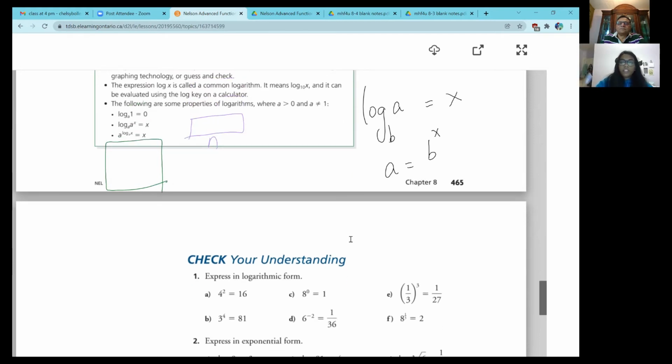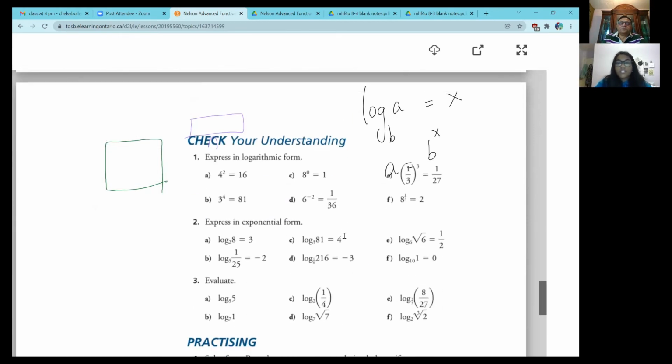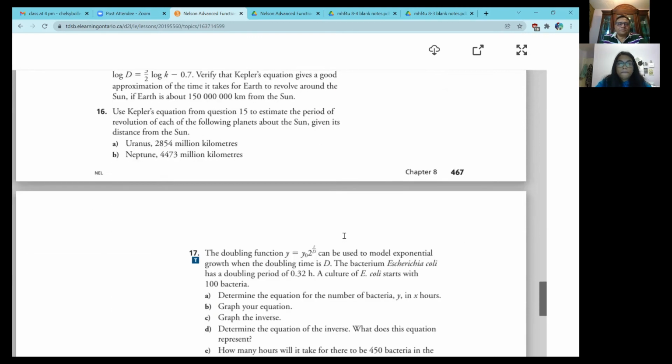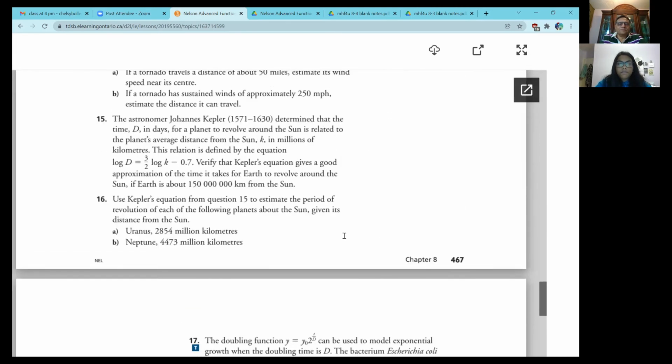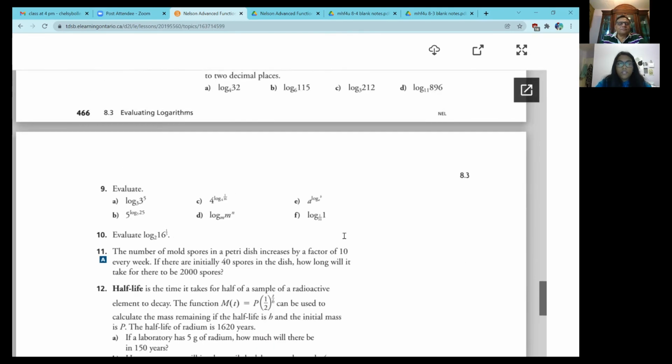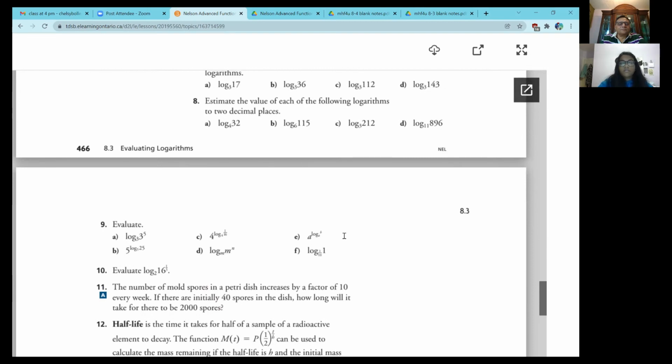Do I go back to the question? Yeah, now you. Oh, 2. Okay, 8. Answer the first one. Log to the base 4 of 32. Estimate the value of each of the following logarithms to 2 decimal places. Let's estimate. Log to the base 4 of 32, right? Let it be equal to x.